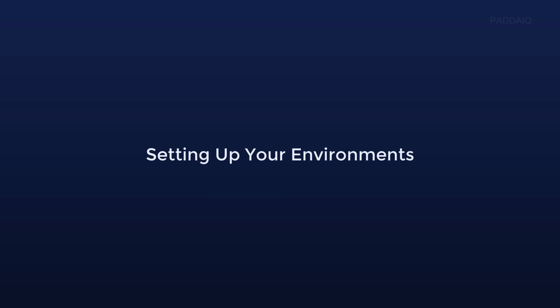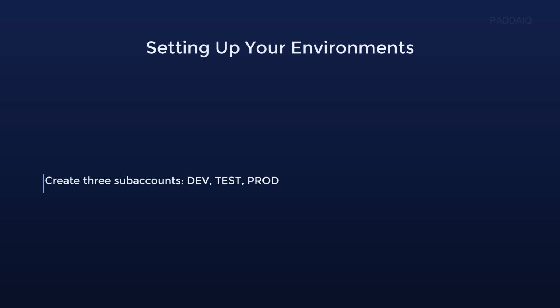Setting up your environments for development and production. Create 3 subaccounts: Dev, Test, Prod. This means establishing separate workspaces for developing, testing, and running your final application. For instance, build new features in Dev, check for issues in Test, and deploy the stable version to Prod for users. This structure ensures a controlled and reliable path from creation to production.